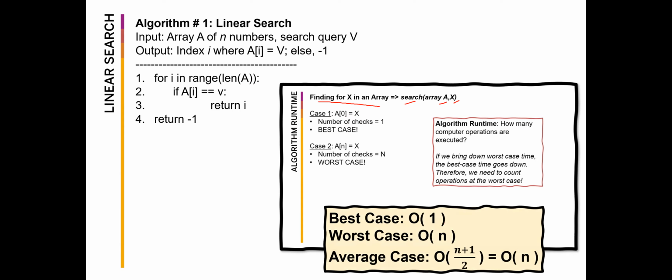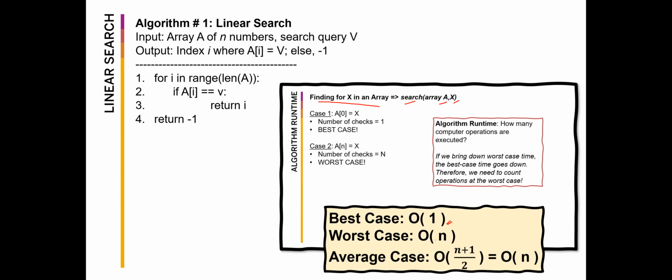So again, the best case is O of 1, meaning we just need to perform one check, a constant check, and that's it. Even though you have an array length of 1,000 or 10,000, or even more, since the first element is already the element that you're looking for, then we don't have to run it through the entire list of 1,000 or 10,000 elements. We just did one check. That's why it's O of 1.